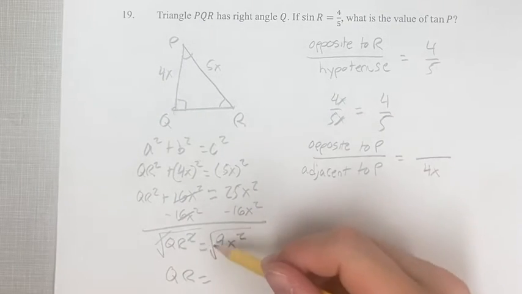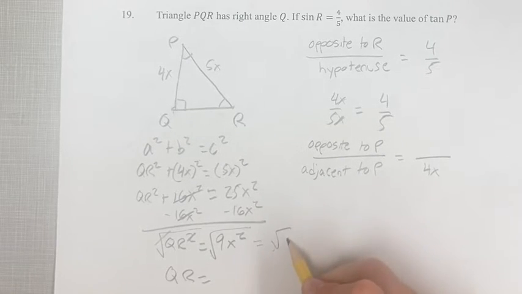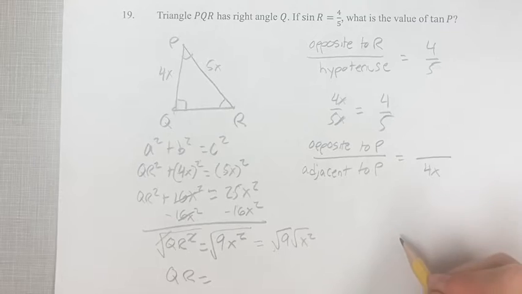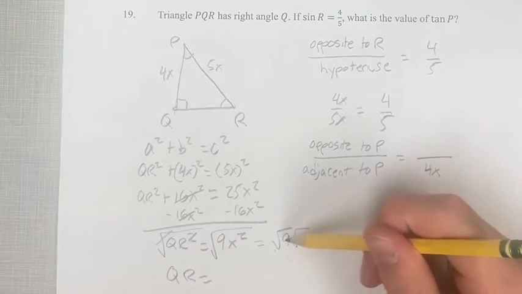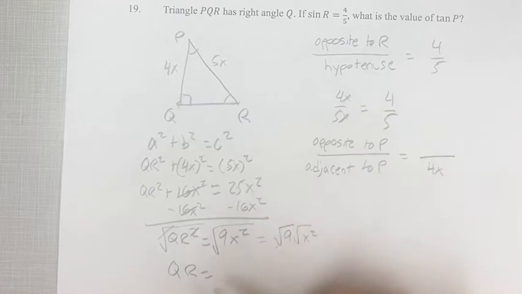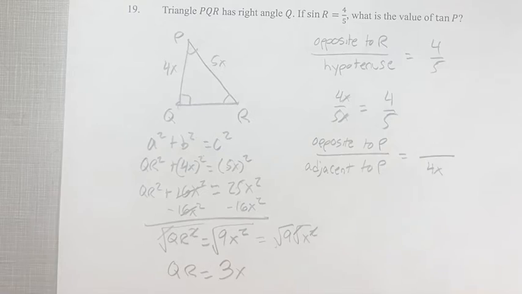And then this is the square root of 9 times the square root of x squared, right? If these two things are multiplied under the square root, you can separate them and take the square root of each of them individually. The square root of 9 is 3. The square root of x squared, these just cancel out, it's just x. So the value of QR is 3x.